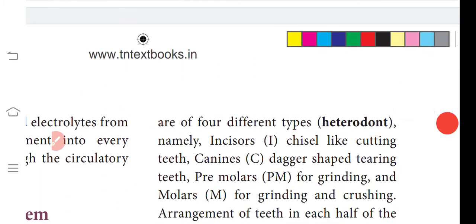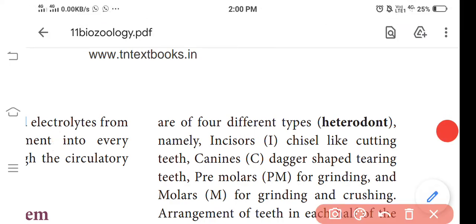Permanent teeth are of 4 types. What are the 4 types of teeth? Incisor, canine, premolar and molar. And they have different functions to perform in order to eat different kinds of food. So incisor helps in cutting, canine is for tearing, premolar for grinding, and molar for crushing.